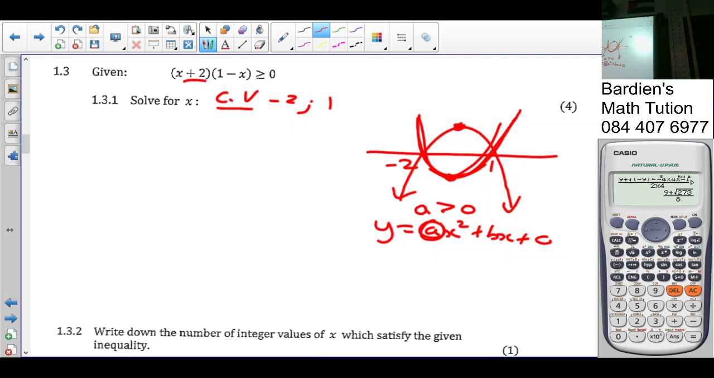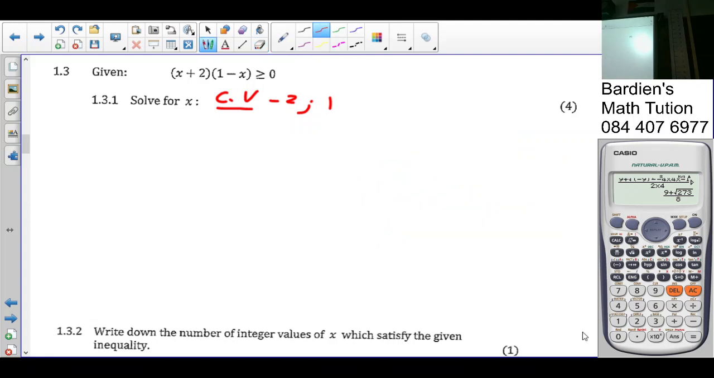How do I get the coefficient of the number in front of x squared? It will be x times negative x, which is negative x squared. So this graph is actually going to have a maximum value. Can you see that? So this graph is going to have a maximum at negative 2 and 1. So we are told that f of x, or (x plus 2) times (1 minus x), must be greater than or equal to 0. Greater than or equal to 0 means what? It must be positive. So when is something positive? It's above the line.